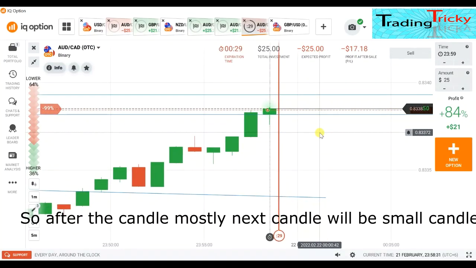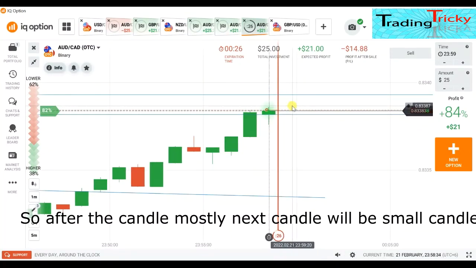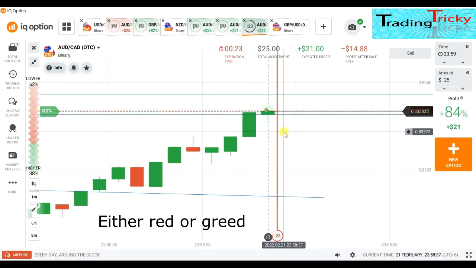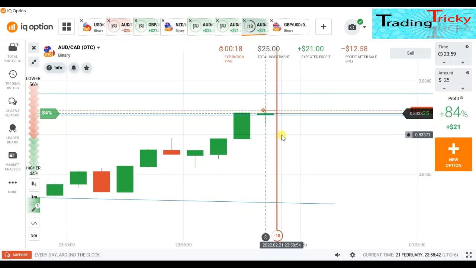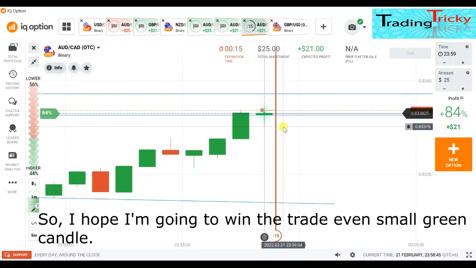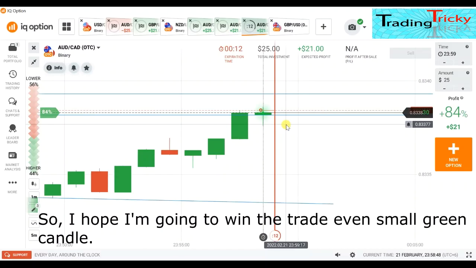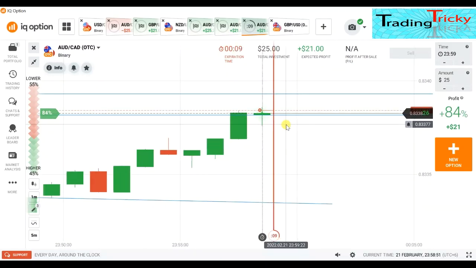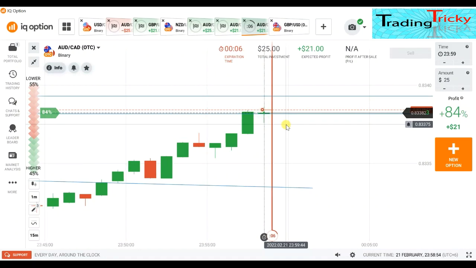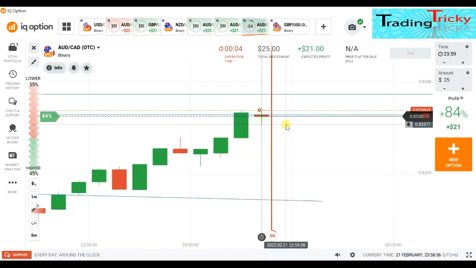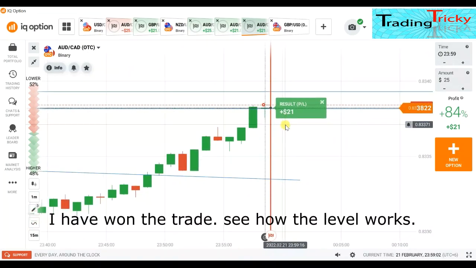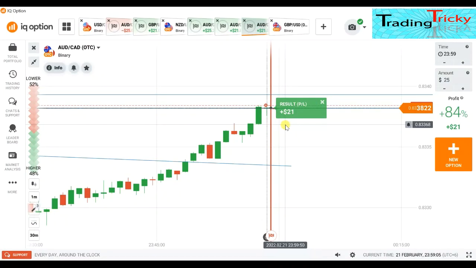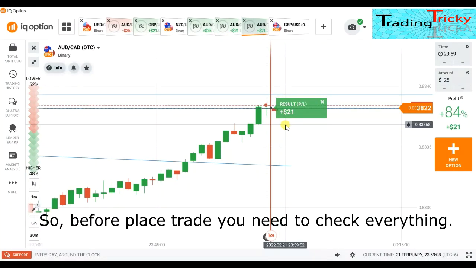So after a strong candle, mostly there will be a small candle, either red or green. But I placed it here with some marginal safety. So I hope I'm going to win this trade even if the candle closes as a small green candle. I have won this trade. See how the level works. So you need to observe each and everything.